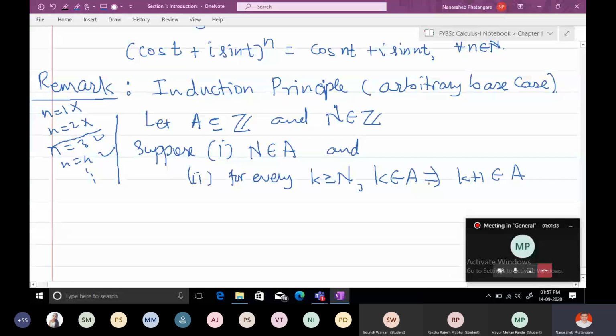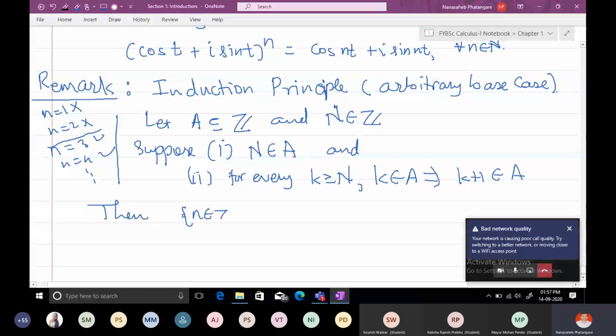If you compare our original induction principle and this, what is the difference? That capital N was 1 in the case of natural numbers, but this is a more general version. It is about integers, right? Then the set of all integers which are greater equal this particular number n.